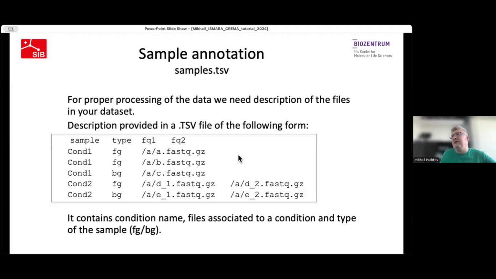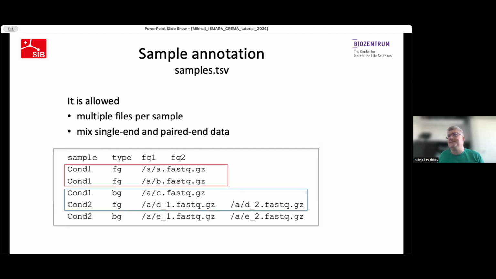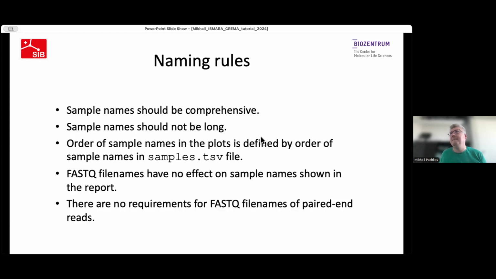So also the last column for FASTQ file 2 is optional. So in case you have single end data, you just ignore the last column and leave it empty, and that's all. So basically for every data set, you need to provide a file with description in order for CREMA to perform the analysis. All right. So I basically said this already. Yeah, multiple files per sample and a mixture of paired end and single end data.